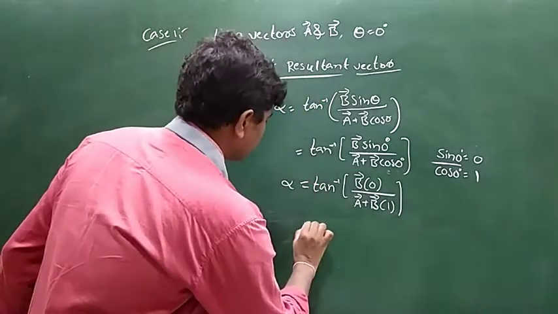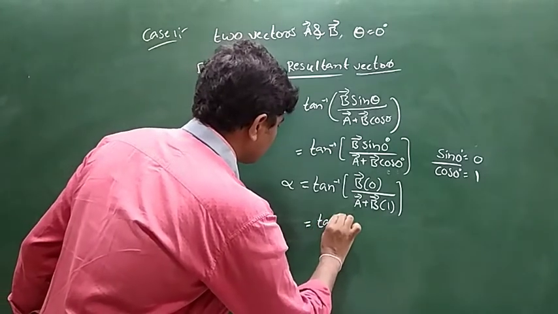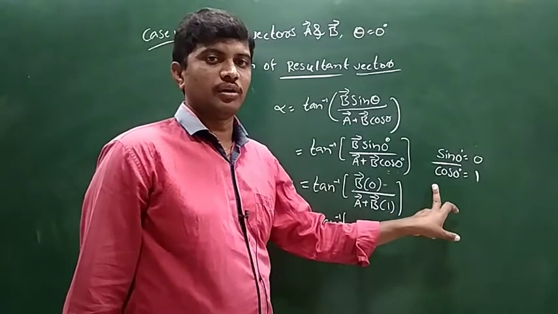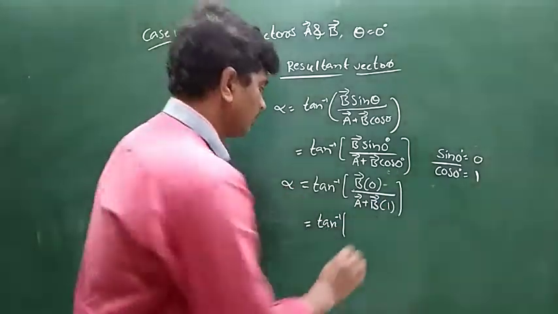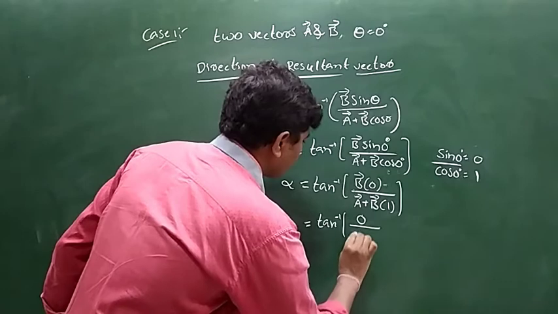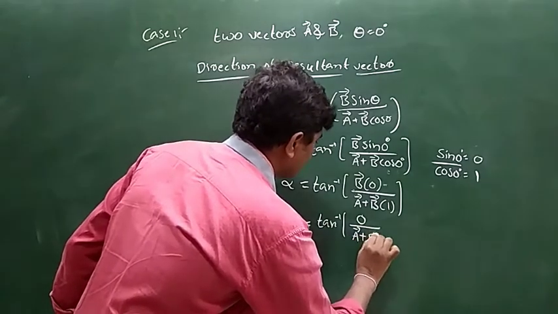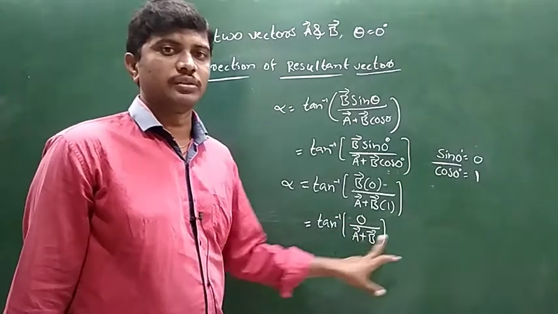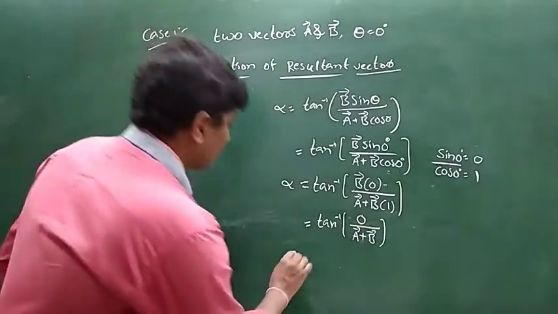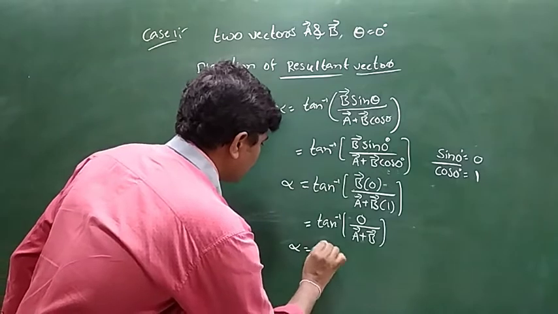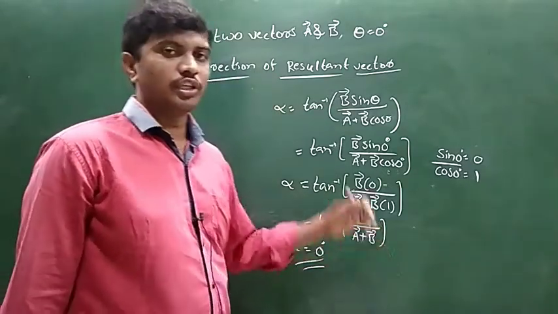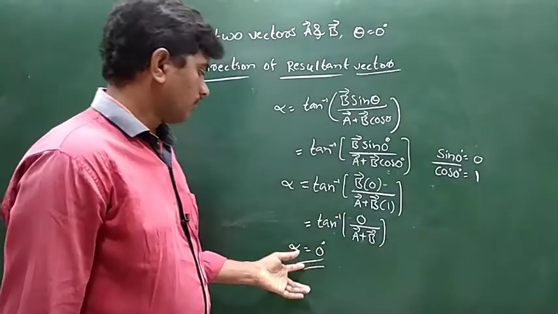Now the next one is tan inverse. b into 0 is equal to 0, so we get 0 by a bar plus b bar. Now, 0 by something is equal to 0. Therefore, alpha is equal to 0 degrees.